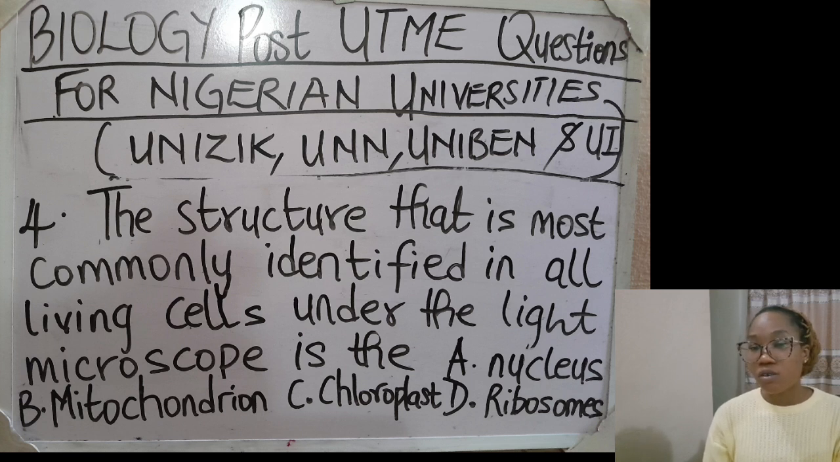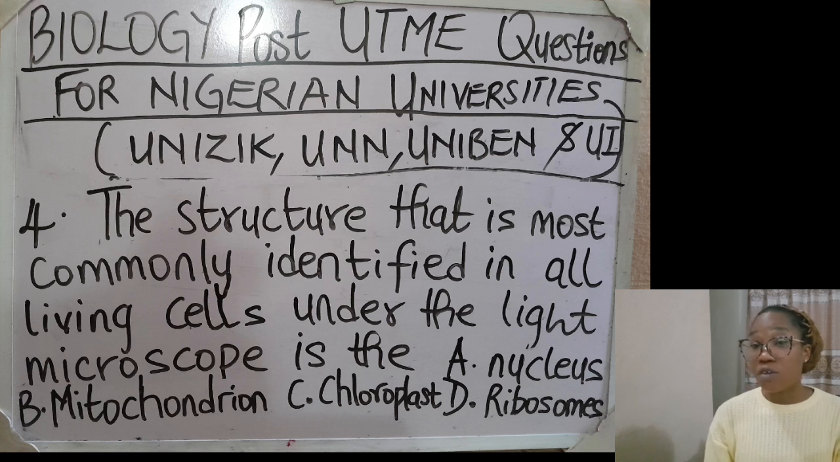Then, of course, the chloroplast. Remember that you can only see the chloroplast in plant cells. It is that part that contains the chlorophyll. But the question here says the structure that is most commonly identified in all living cells. They did not specify either plant cells or animal cells. So this tells you that the answer to this question is what? The nucleus. You can easily see the nucleus.